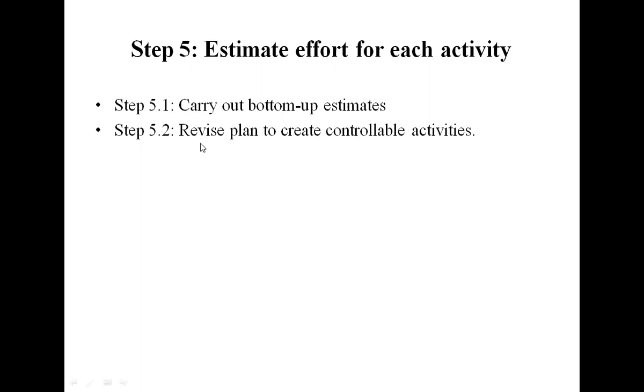Okay, next one, revise plan to create controllable activities. So you have to revise your plans once again. Why? Because of how much effort you spend for that time, and so you think about how to increase your effort to decrease the time, and which resources we have to increase. So these are the activities in the revised plan.